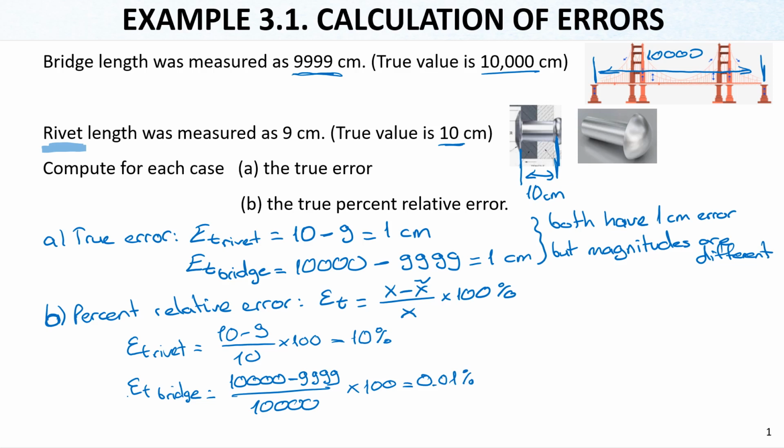So you can see here that this is a very big error actually. 10% is large, especially compared to this one, which is only 0.01%. We see that this is a large error or big error in measurement. We didn't make a good measurement actually. We can conclude that, but in here we made a good job.